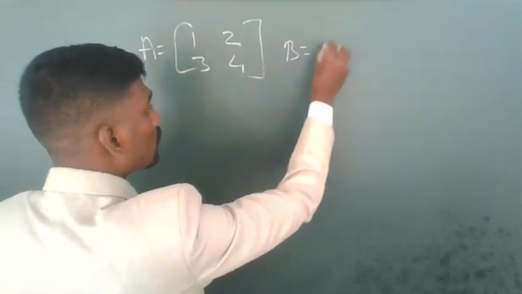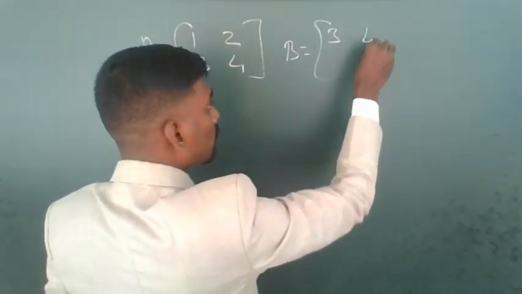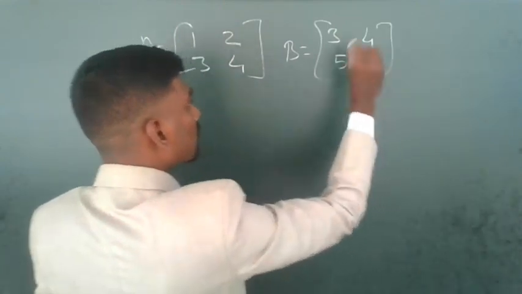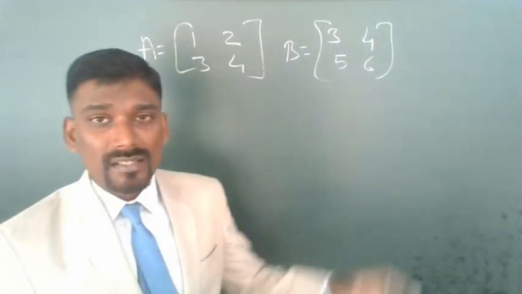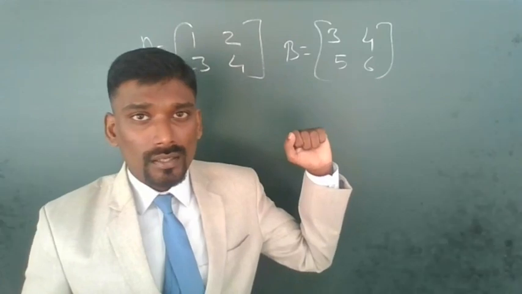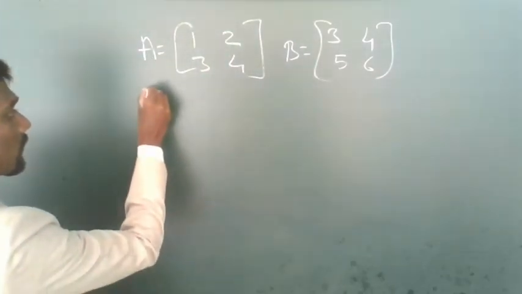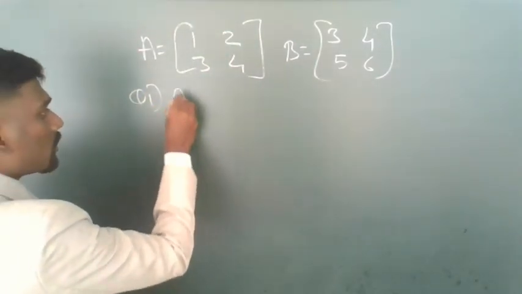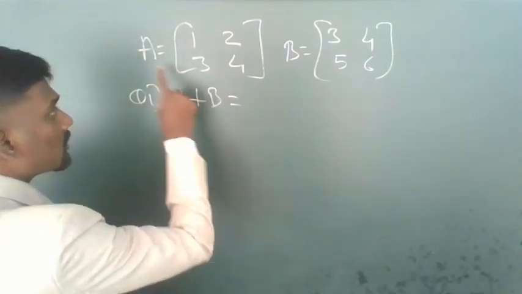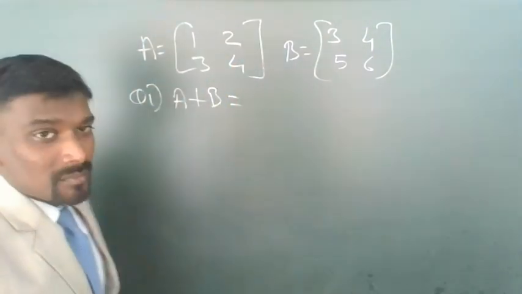And suppose I give you B as the matrix 3 4, 5 6. Now, question number 1: if I ask you what is A plus B, what does it mean?